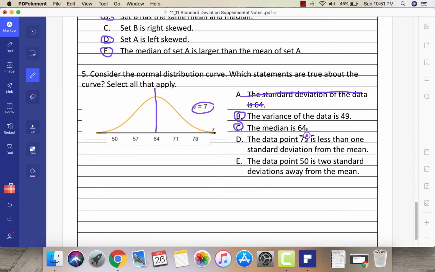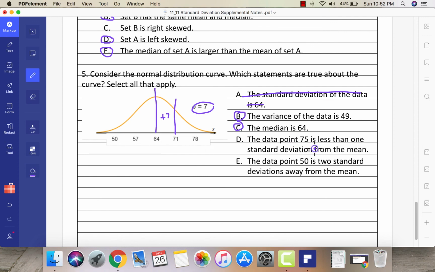The data point 75 is less than 1 standard deviation from the mean. Okay, so if I were to add the standard deviation to 64, so if I took 64 and added 7, that would give me 71. So this would be 1 standard deviation away. Is 75 1 standard deviation away from the mean?